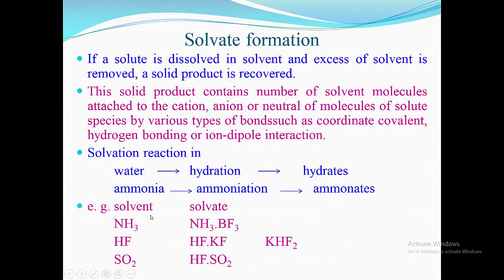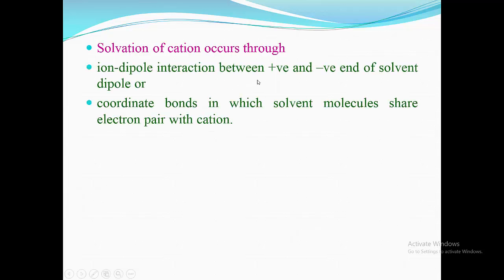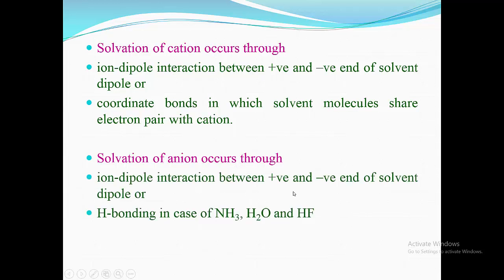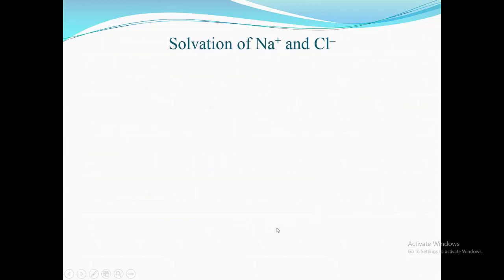These are some examples of solvent and solvate. The ammonia is a solvent and this is a solvate, NH3BF3. Solvation of cation occurs through ion dipole interaction between positive and negative end of solvent dipole or coordinate bonds in which solvent molecules share electron pair with cation. Solvation of anion occurs through ion dipole interaction between positive and negative end of solvent dipole or hydrogen bonding in case of ammonia, water and HF.